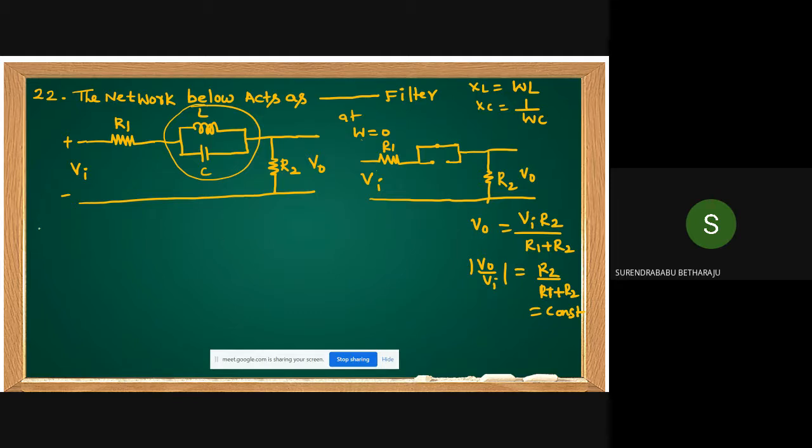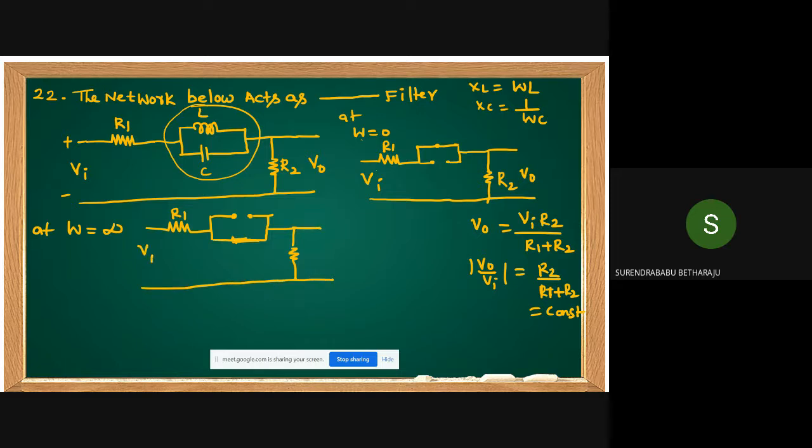Then at omega equal to infinity. At omega equal to infinity, which is the open circuit, which is the short circuit? At omega equal to infinity, the inductor is open circuit. Then which is the short circuit? Capacitor is short circuit. Is it correct? Okay, this is the R2.